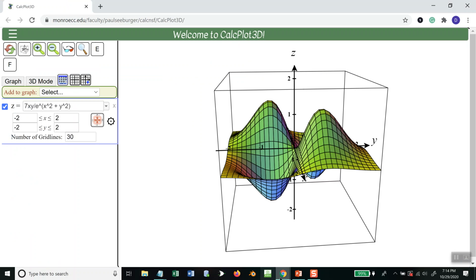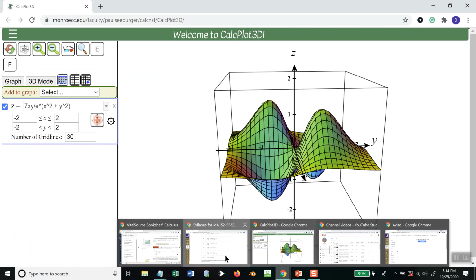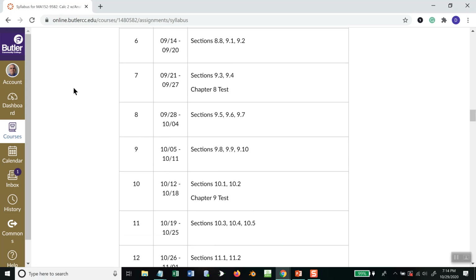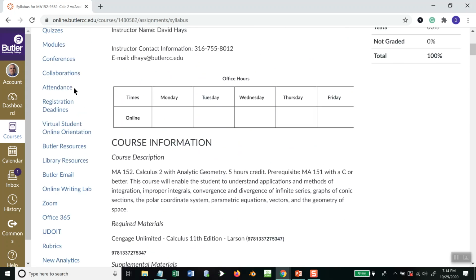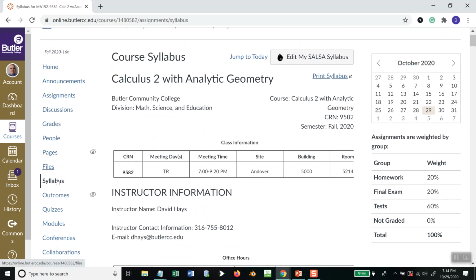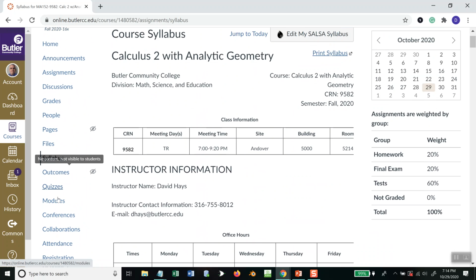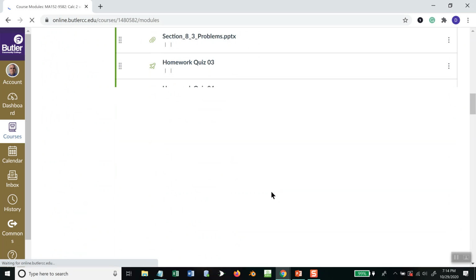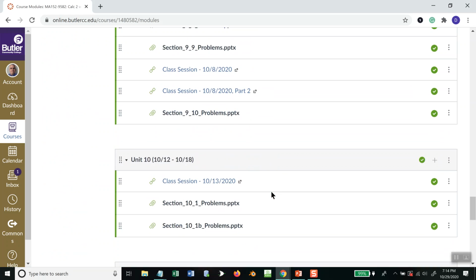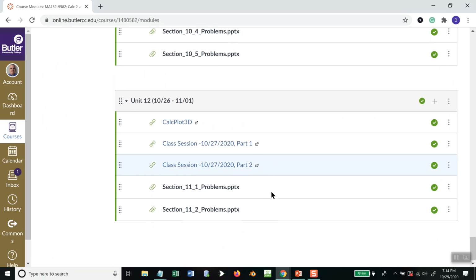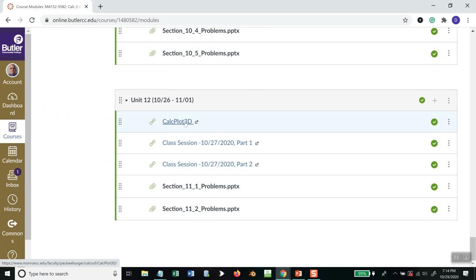I put a link out there in Canvas. It's the first entry down in Unit 12, CalcPlot 3D. So definitely want to say that. I'm sure they'll use it in whatever class you go to.